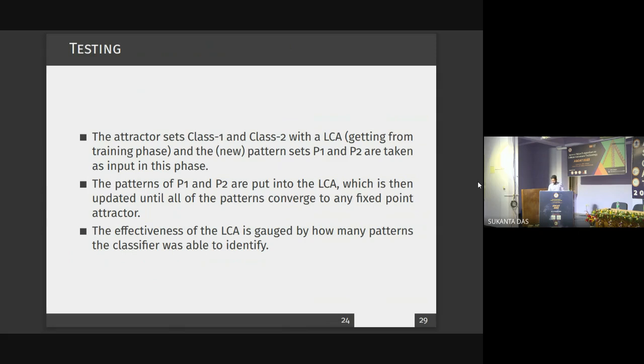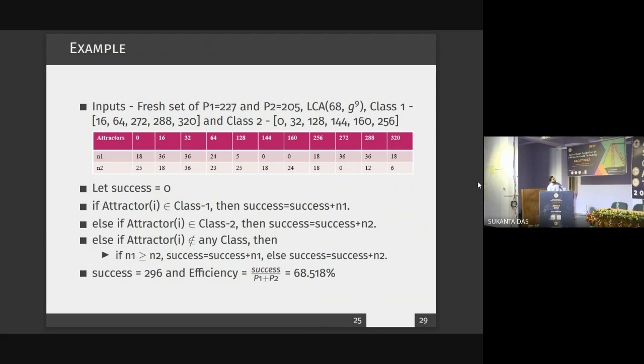In the example here, fresh new sets of P1 and P2 have been taken, with 227 and 205 patterns. For the example purpose, I have again used the same LCA 68 and block size 9, and the two classes, class 1 and class 2, as input. For the first attractor, I check which class it belongs to. You can observe that 0 belongs to class 2, so for N2, I take the success variable and add 25. Similarly, for the second one, attractor 16 belongs to class 1, so I add 36.